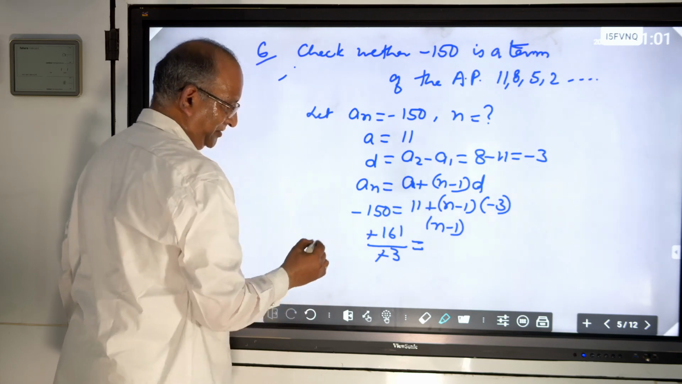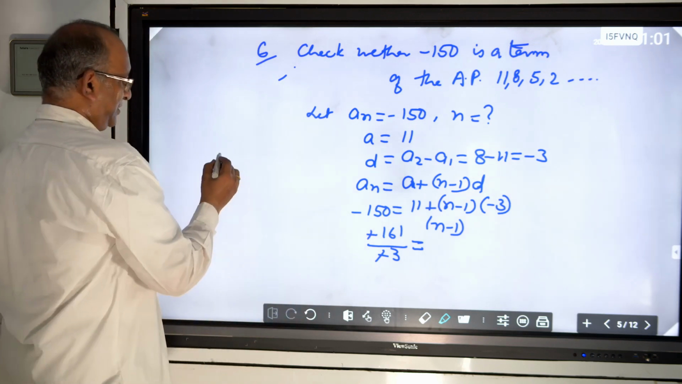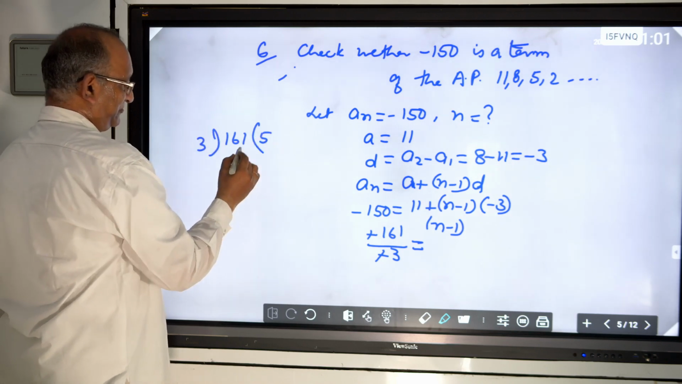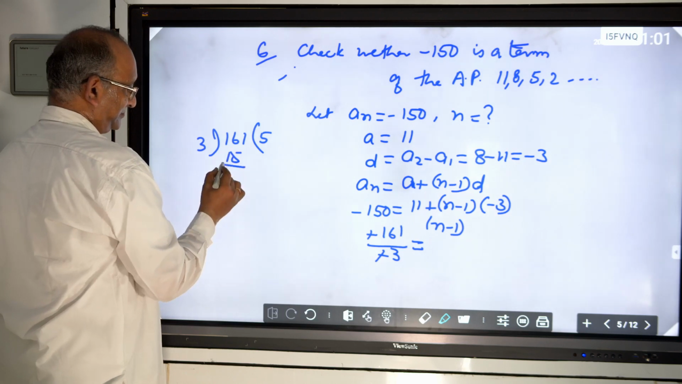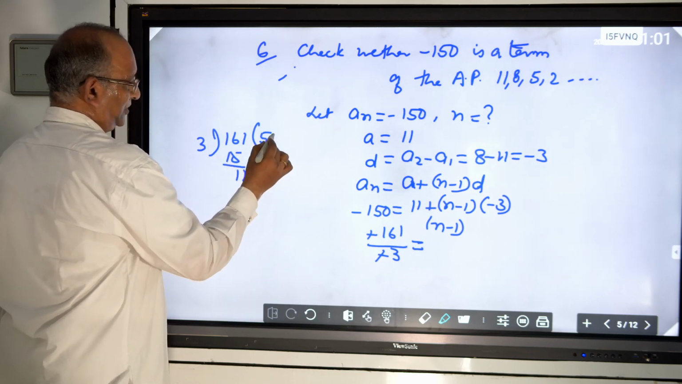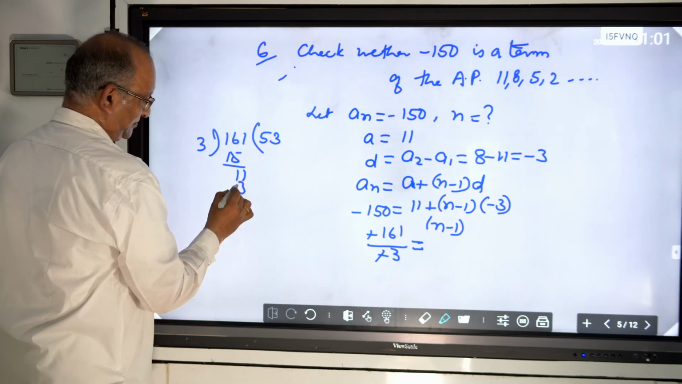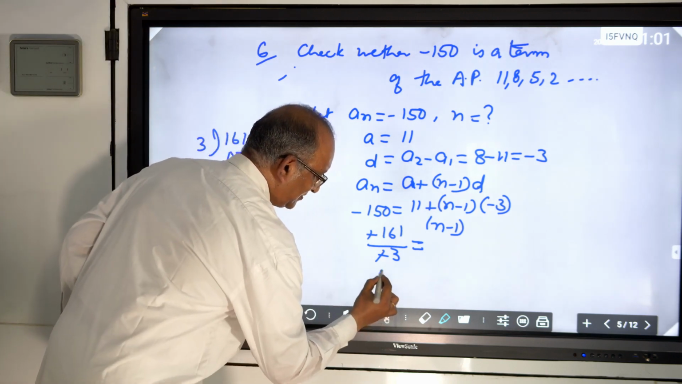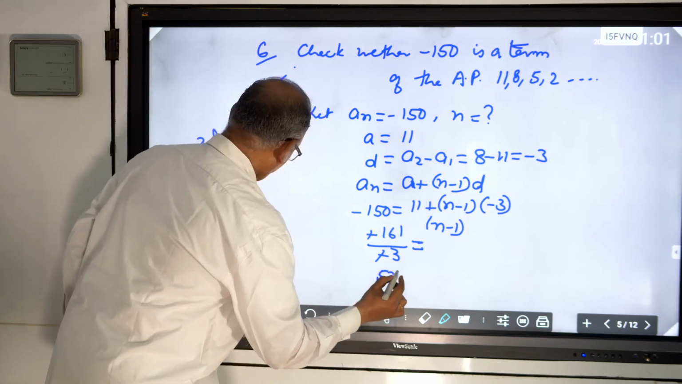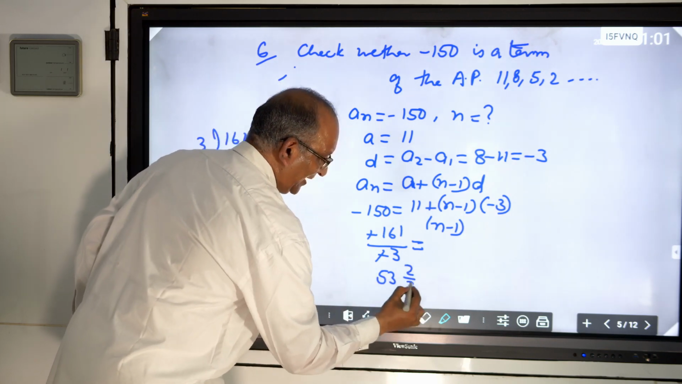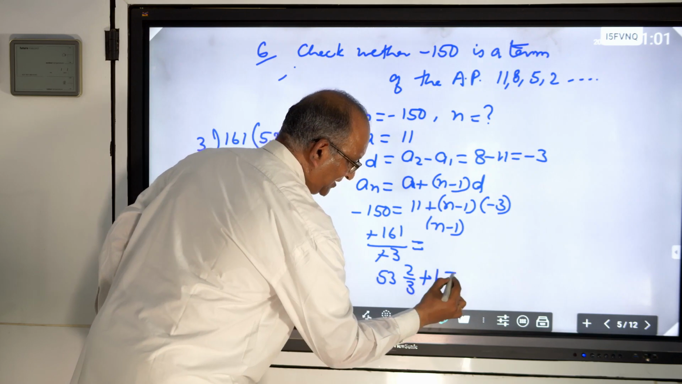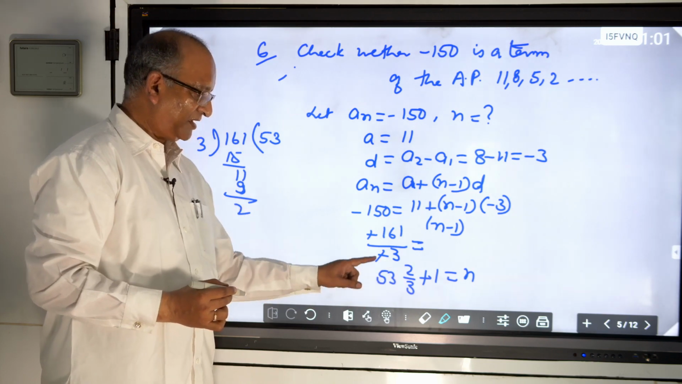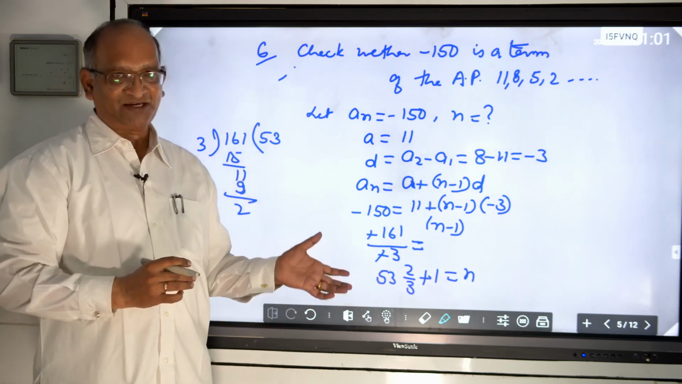So cancel the negative terms. Divide 161 with 3. 3 5s are 15. So you are left with 11. So 3 3s are 9. You are left with 2. So the left hand side is 53 into 2 by 3. And that minus 1 this side will become plus 1 equal to n. So what is it that we are getting for n? 53 plus 1, it will become 54 2 by 3, which is a fraction.